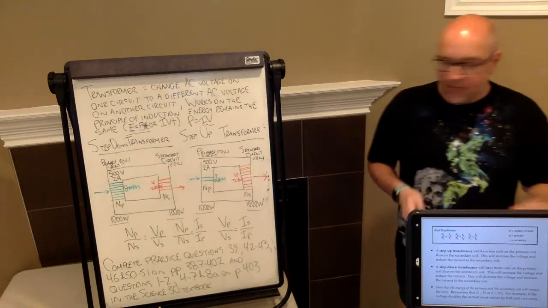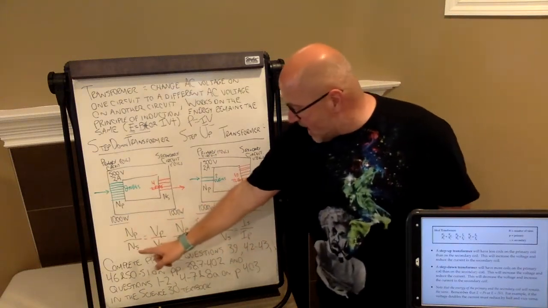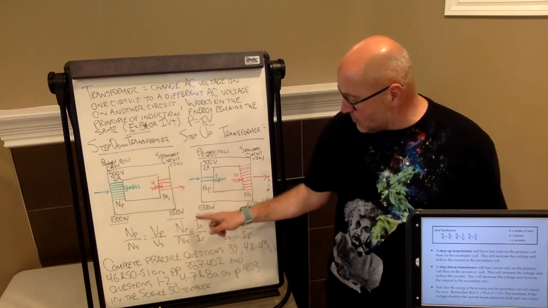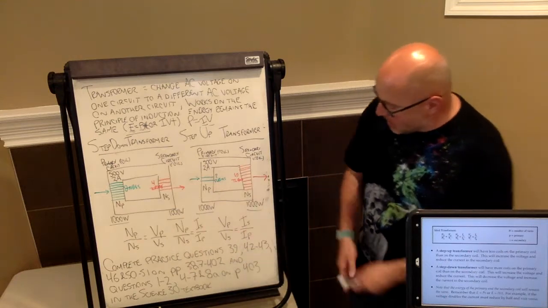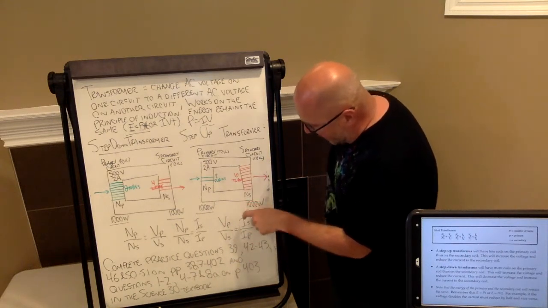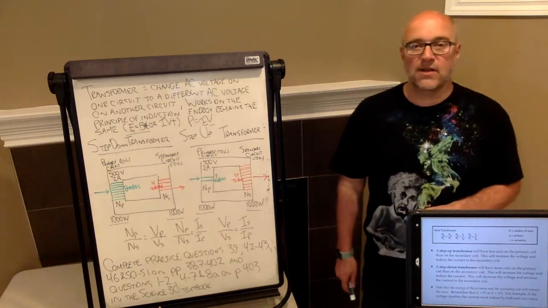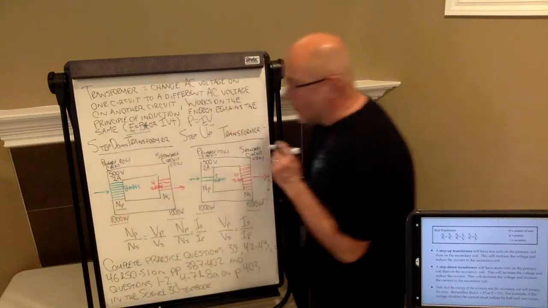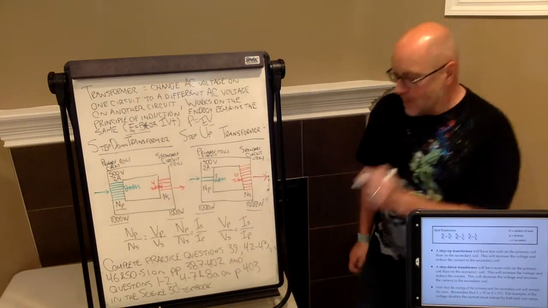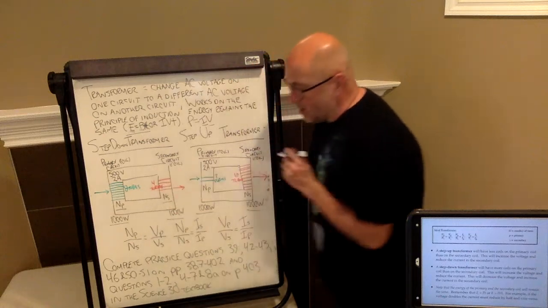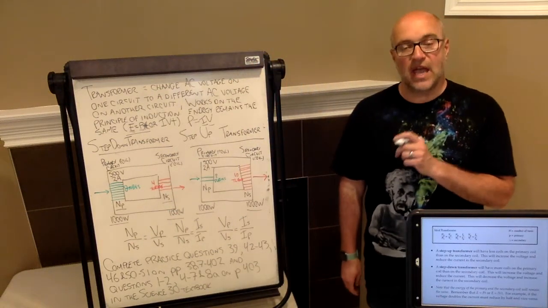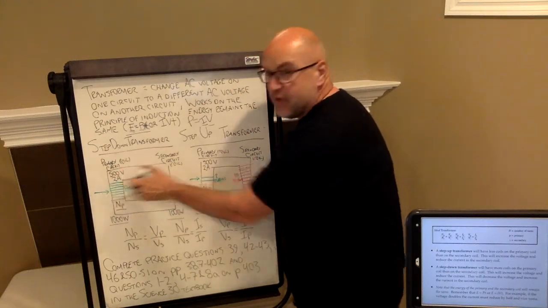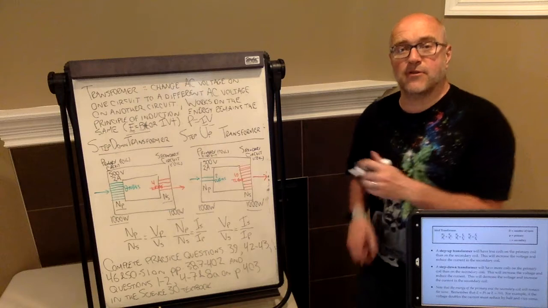They're there. So these are our formulas. I've got NP/NS equals VP/VS, and I've got NP/NS equals IS/IP, and then I've got VP/VS equals IS/IP. Whew, what does that mean? Well, here's what it means. NP refers to the number of coils on the primary circuit or the primary coil. NS refers to the number of coils located on the secondary circuit or the secondary coil of the transformer. VP is the voltage of the primary circuit that's coming in.